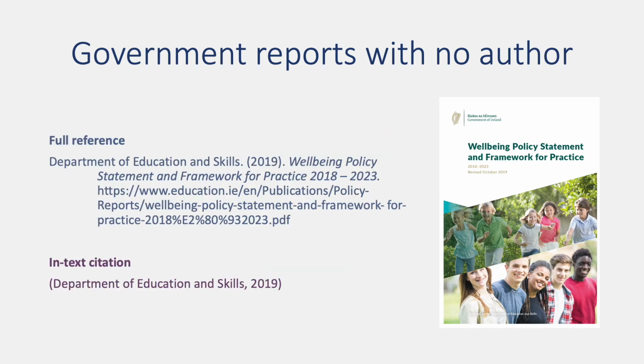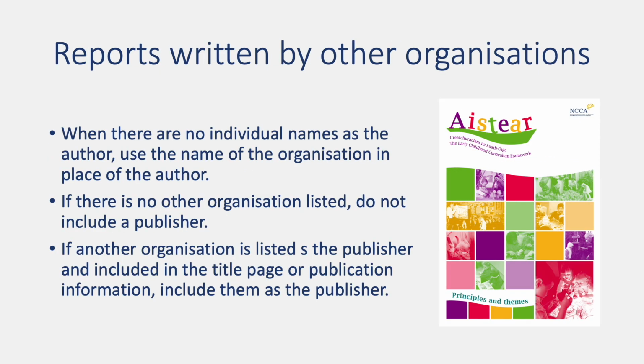Here's an example of a government report with a corporate author, the Department of Education and Skills, and no particular publisher, so we've left out that part of the reference. That's okay in APA 7. Your in-text citation lists the corporate author, which is the Department of Education and Skills. You will likely use reports written by other organisations too, such as the NCCA. Take the same approach to these reports.